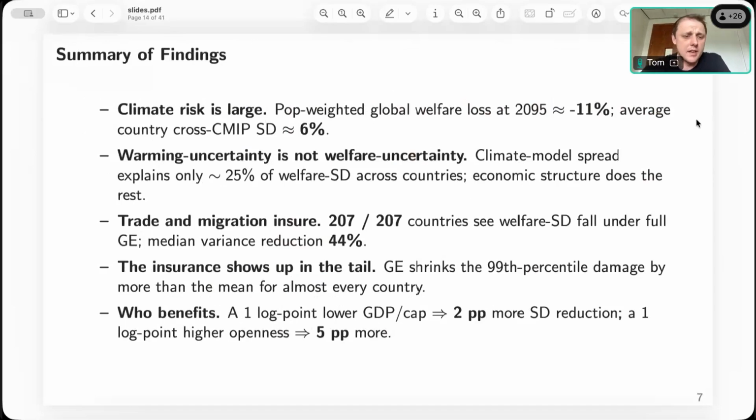We find that in general, the ability to trade and to migrate insures against damages. So welfare variance falls for all countries in our analysis when we allow them to trade and to migrate relative to a world in which trade and migration don't exist. Importantly, we find that these adaptation mechanisms, which are migration and trade in this model, insure against the really bad climate outcomes. And they mean that in those situations, damages are not quite as bad as they could have been. And we do an analysis of who benefits from those adaptation mechanisms and find that, perhaps unsurprisingly, countries that are open to trade get the most benefits.